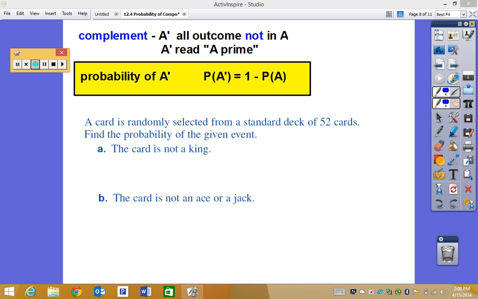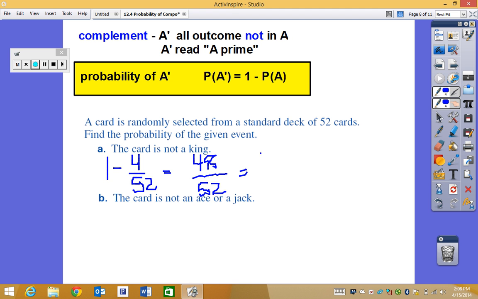Find the probability of the given event. We want to know that the card is not a king. Well, we can do this without calculating, simply by common sense. If there are 4 kings in a deck, we would know that 48 of those cards would not be kings. Or using our complement, we take 1 minus the kings, 4 out of 52, and that leaves 48 out of the other 52 cards that are not kings. We can reduce that to 12 out of 13, which is 0.923, or 92.3%.